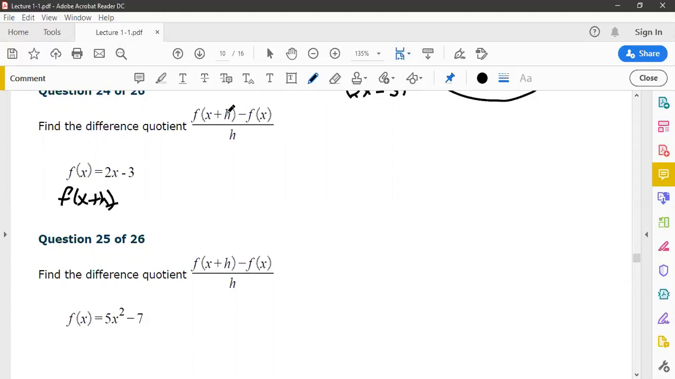Why do you do that? Because that's the other part you need to find to have the numerator here. So just as we did in prior problems, I'm going to evaluate f of x plus h.